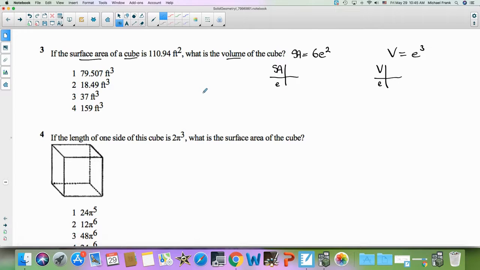But what's given to me in this problem is the surface area, 110.94. Well, I'm going to substitute that into my formula over here, and I'm going to get 110.94 is equal to 6e squared. So I just got to solve for e here. Well, the first step will be to divide both sides by 6.